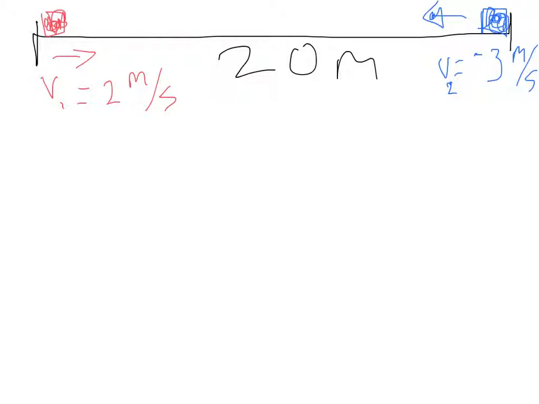The question is, we have to figure out where these two carts are going to collide. Now we know that the blue cart on the right is traveling faster than the red cart on the left, so the collision should be somewhere closer to the left-hand side, closer than the middle, right? That's where the two will collide, but we don't know exactly where, so that's what we're going to find out.